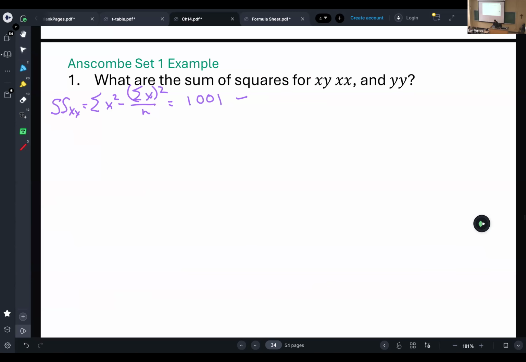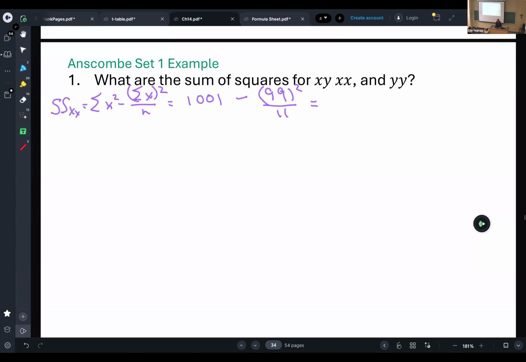And we already calculated the sum was 99. And we said divide by not 5, but 11. See if you get that. What do you get for your sums of squares? Feel free to jump in if there are any corrections. Thanks for the corrections. I think we're good so far. Yes, 1001.